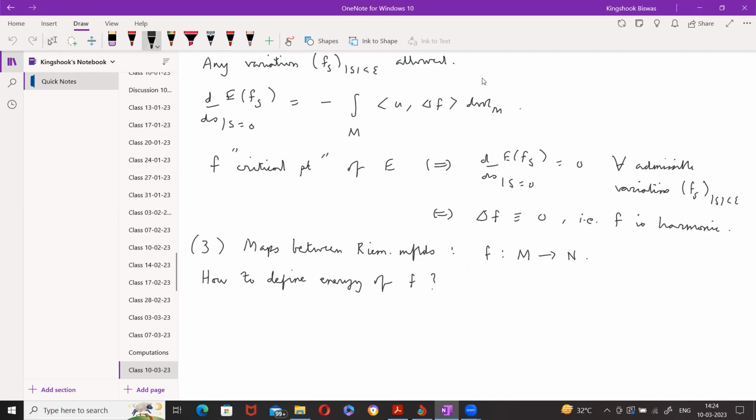So if I take a point p in M, then what is df at p? This is a linear map from T_pM, an inner product space V, to T_f(p)N, an inner product space W. So now, suppose V and W are inner product spaces.